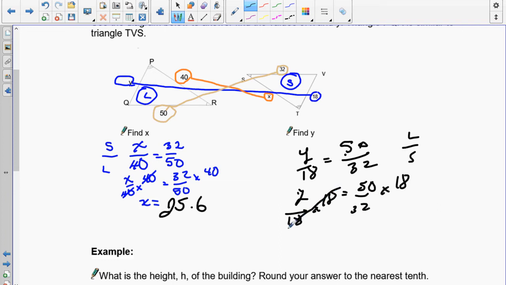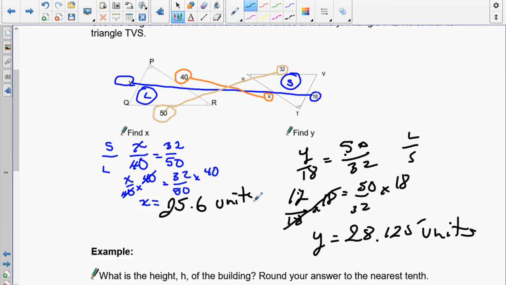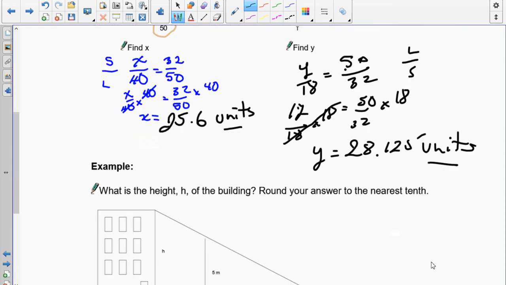Now 18 over 18 forms 1, so we have 1y left over here. And 50 times 18 over 32 is 28.125. Okay, and we take a look at our units. We're not given any units, so we just use the word units. Same thing over here, units. Don't forget that, because there's nothing here for centimeters or anything, so you have to do that. Okay, moving down to the next one.